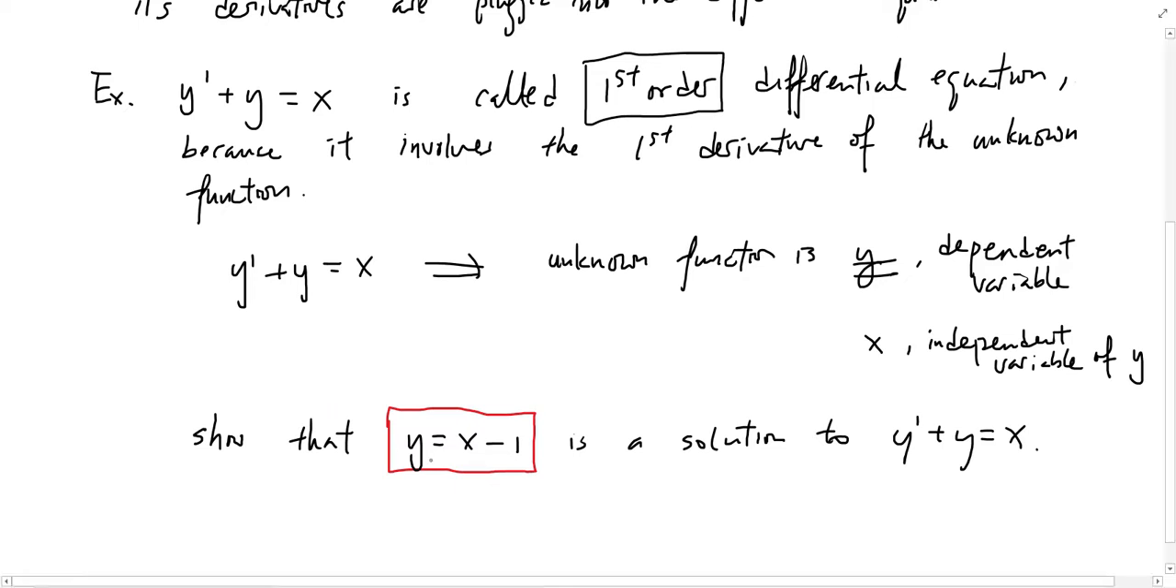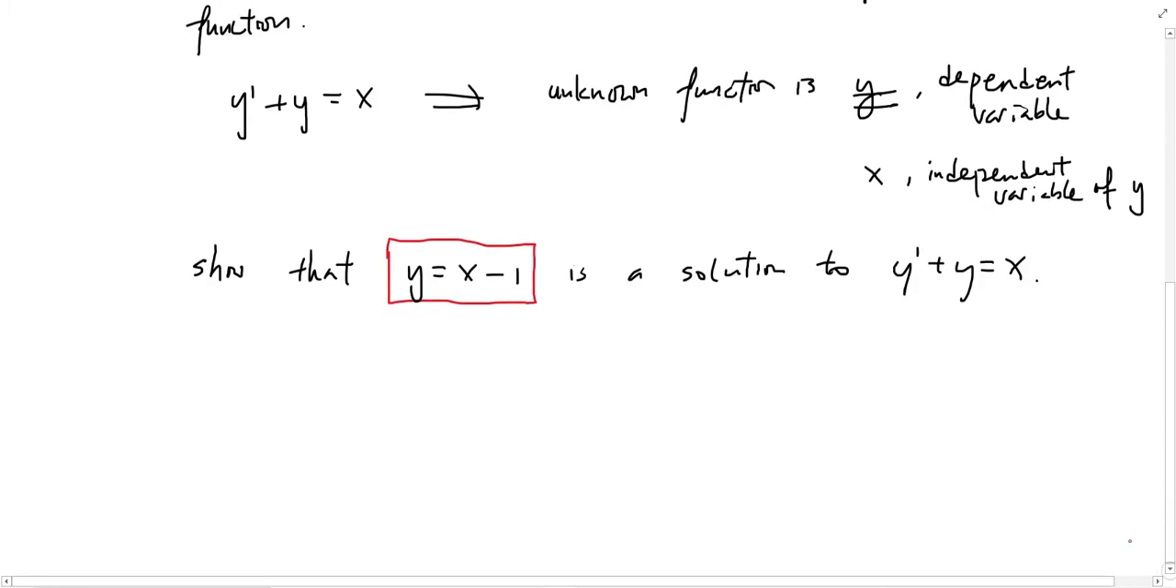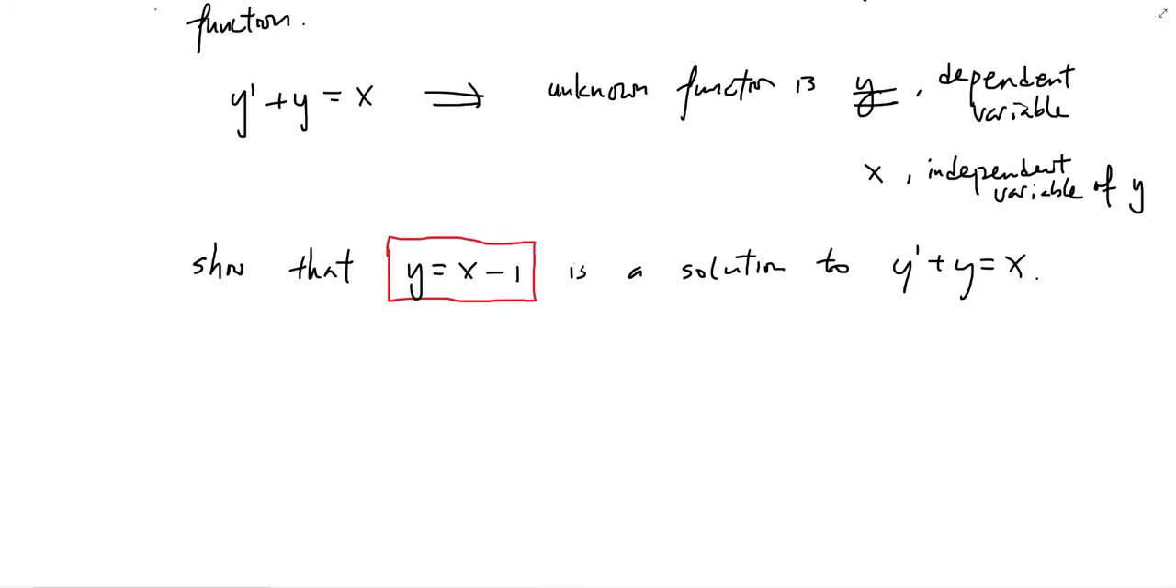Okay, so in this case, I want you to show that y equal to x minus 1 will satisfy this equation. So how do I do that? Well, the way to do that is, remember what I said. A solution to a differential equation is a function that, when you plug in the function and its derivative, satisfies the equation. So I'm going to go ahead and try to find out what this is.